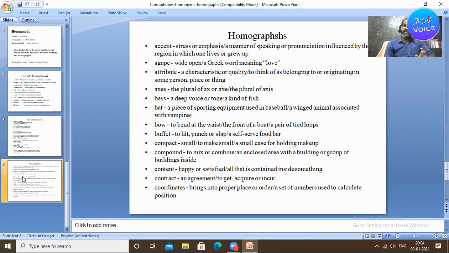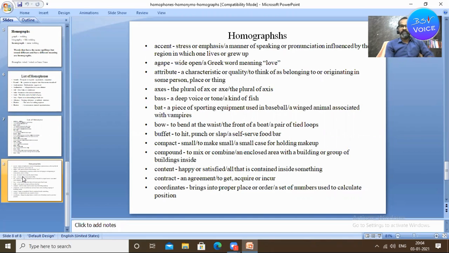At the same time, accent is a manner of speaking or pronunciation influenced by the region in which one lives or grew up. So, stress or emphasis. You can see how this impacts the manner of pronunciation, influenced by the same region.